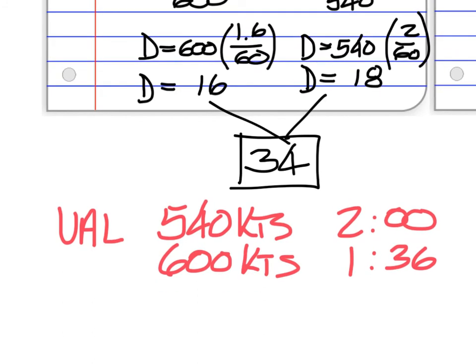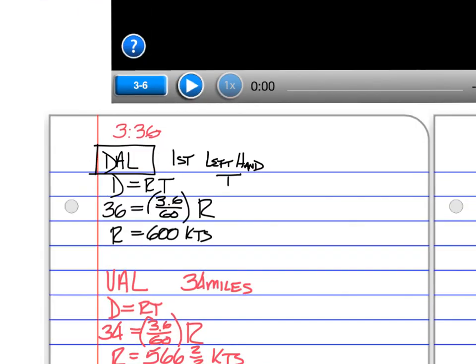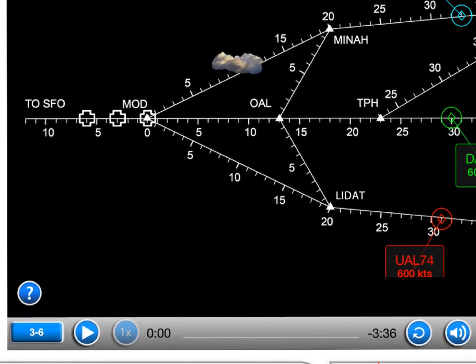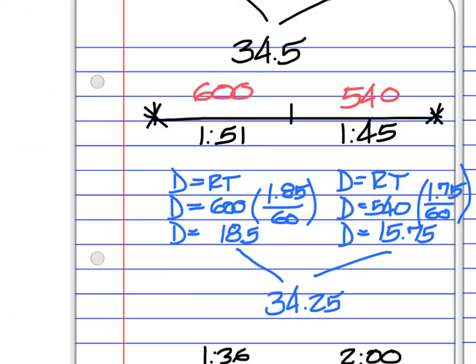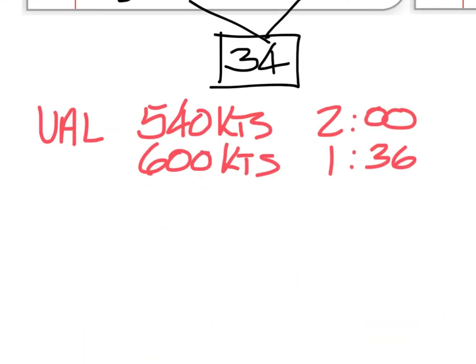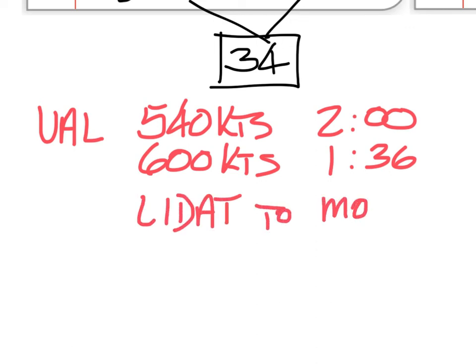Also, what else can be put on there for that plane? The path. Here is the radar up here. What path am I going to tell it to go? LIDAT to MOD. So down here at the bottom, you would have to include that as well. If you don't, I don't know where to go. LIDAT to MOD.